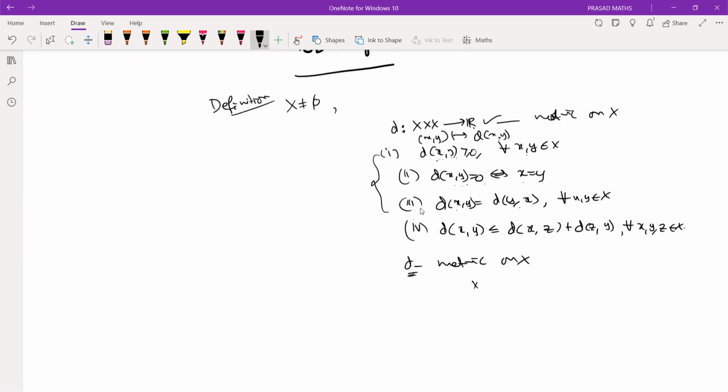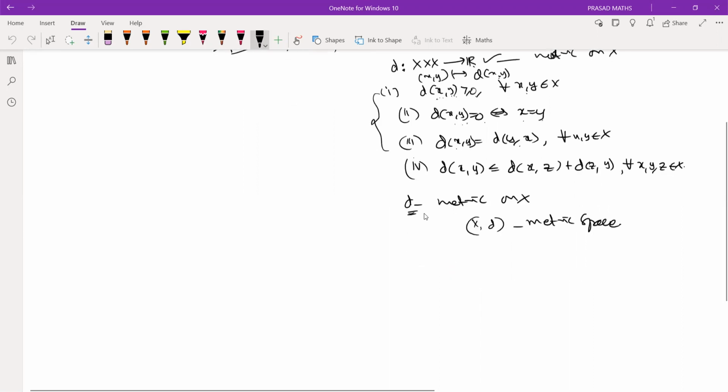Whenever d is a metric on X, (X, d) is a metric space. Is the definition clear? Any function from X cross X to R satisfying these four properties is a metric. What is meant by metric? A metric is a function satisfying these four properties, a metric on X. Here (X, d) is a metric space. Whenever d is a metric on X, (X, d) is a metric space. Is it clear? Please put in the chat box. Yeah, clear, sir.